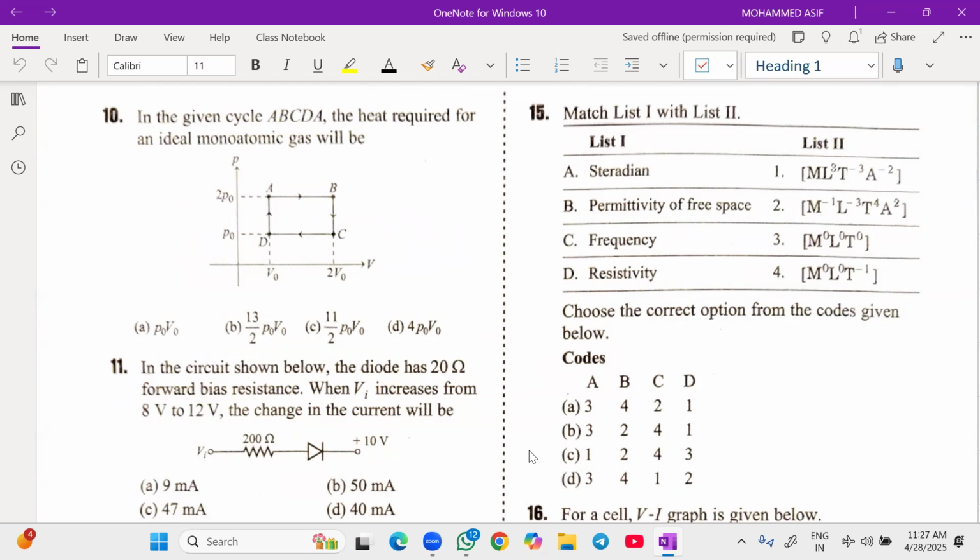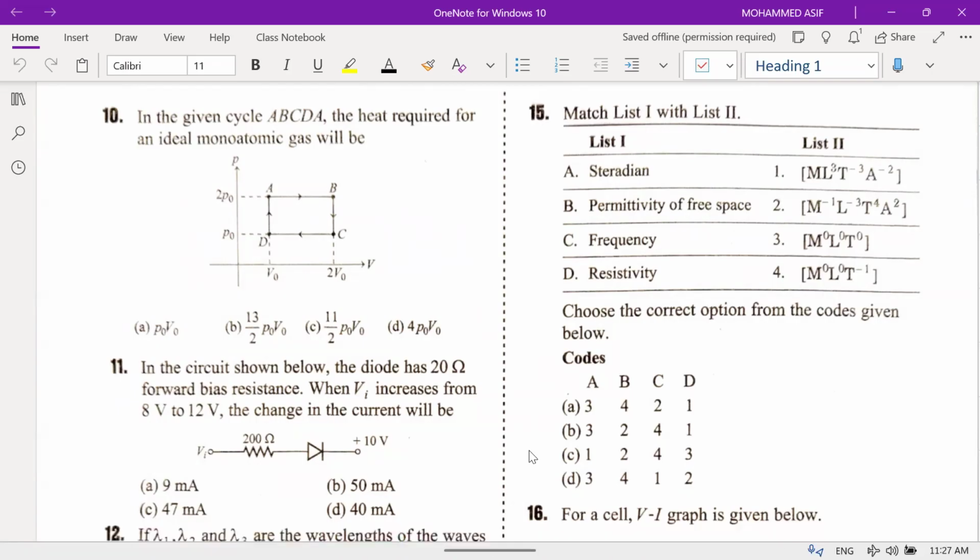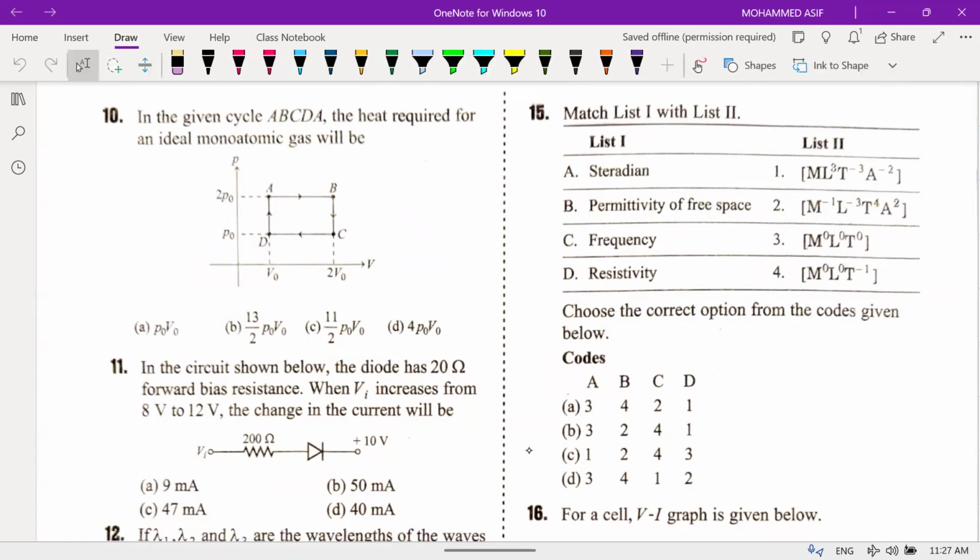Understand the terminology of the question. Very good question. In the given cycle A, B, C, D, A, heat required for the gas. What do you mean by heat required?